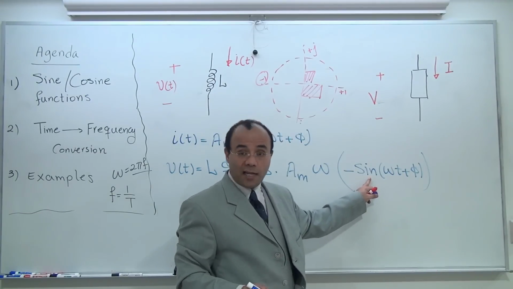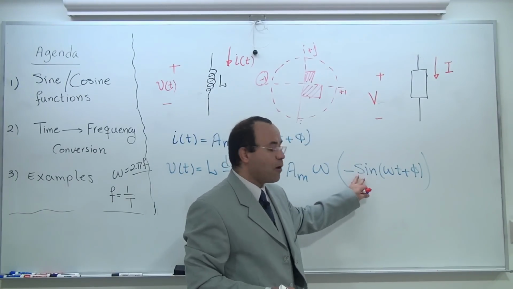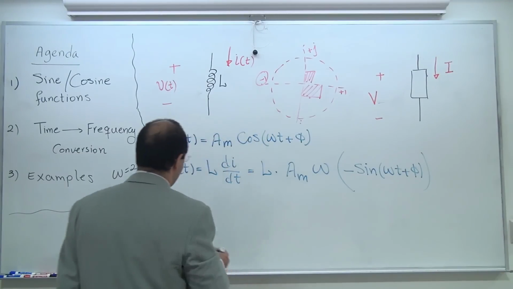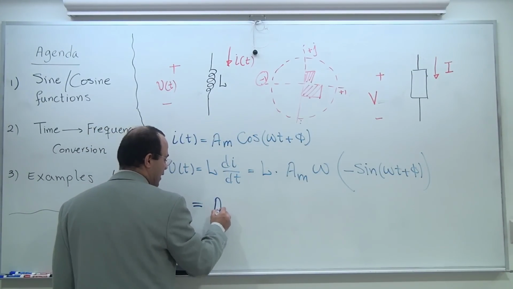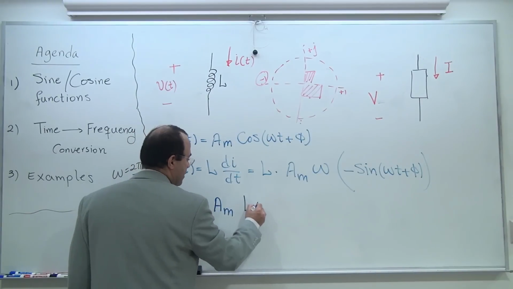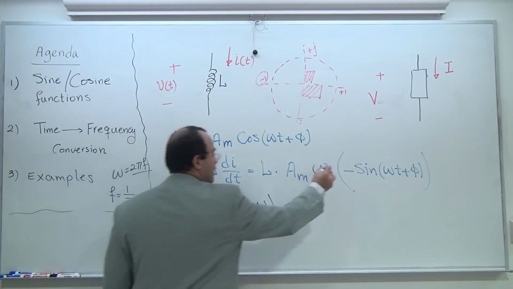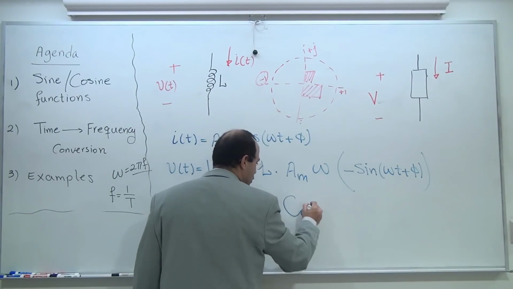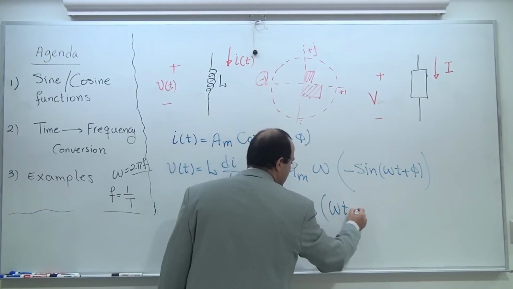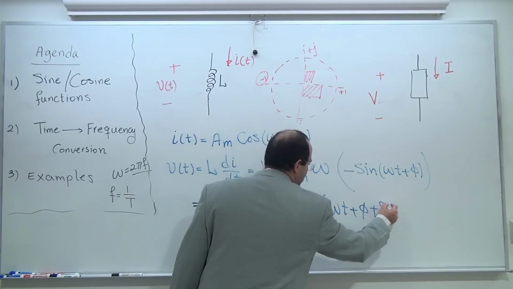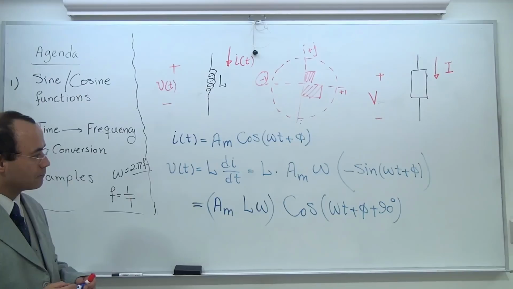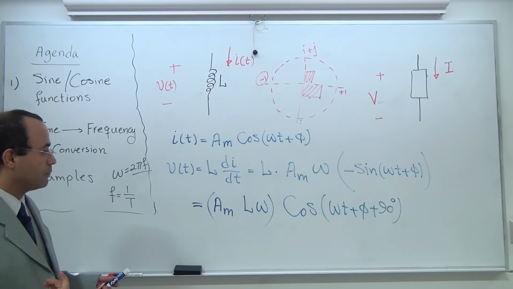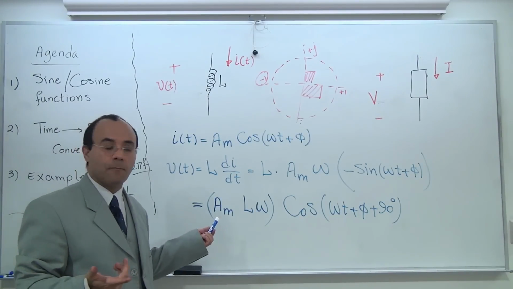You've got yourself a sine function, that's not permitted. You're supposed to take this into the frequency domain and give me a cosine function. So I'm going to say it's Am L omega. This minus sign goes in, so it's going to be cosine of omega t plus phi plus 90 degrees. Okay, that's in time domain.